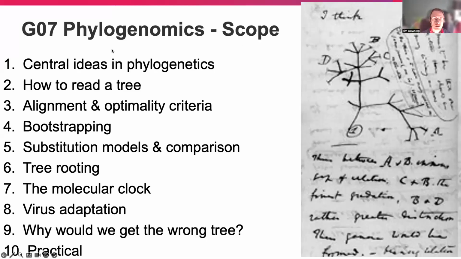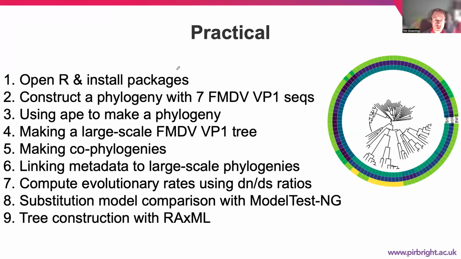Welcome to practical 1 in our course G07 on phylogenomics. So we talked through the introductory lectures, and we're going to use some of these methods in this lab, including constructing basic trees and trying to look at different substitution models and different data sets and see how their phylogenies are constructed. So what we're going to do is firstly install the relevant packages that we need.